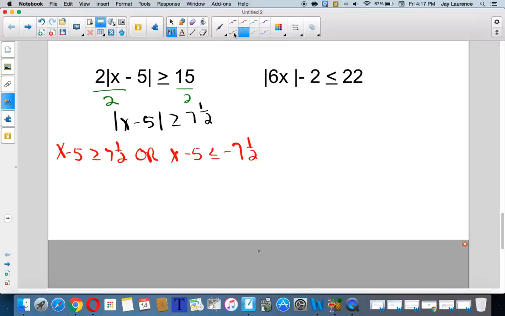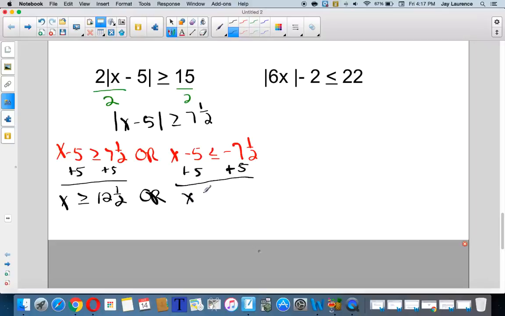All right, so let's see here. Let's add 5 to both sides. So x is going to be greater than or equal to 12 and a half. Or add 5 to both sides. And then x will be less than or equal to negative 2 and a half.